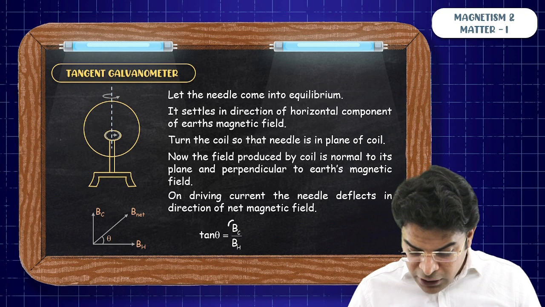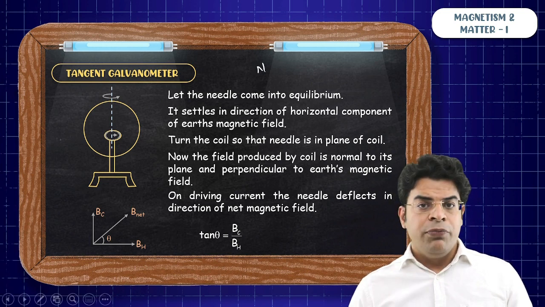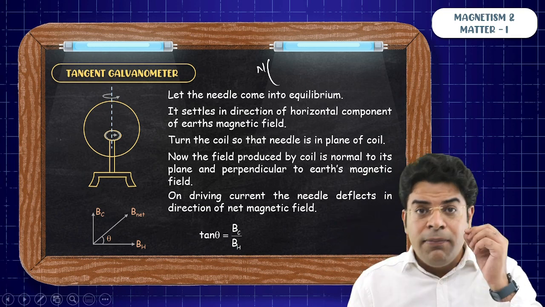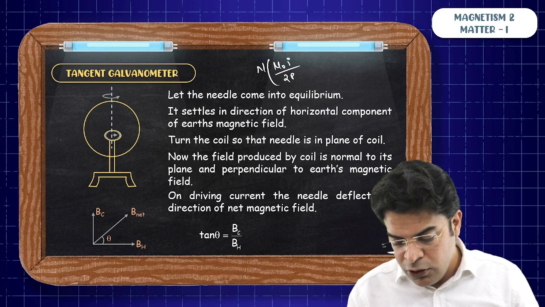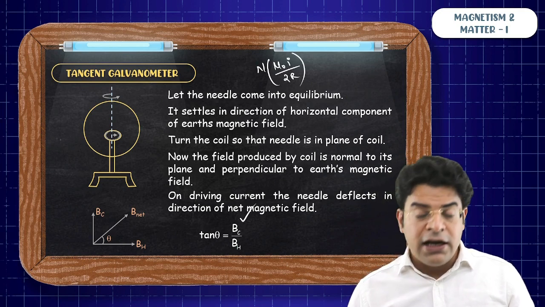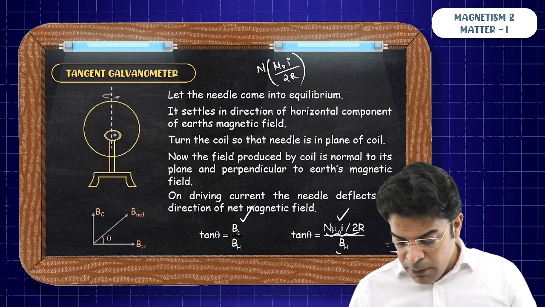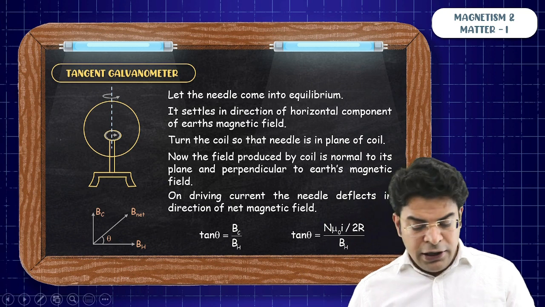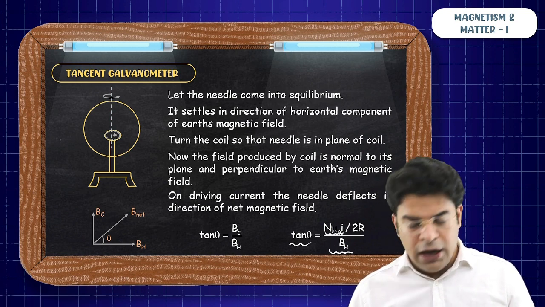You can rewrite the magnetic field produced by the coil as the number of turns in the coil times the magnetic field produced by one turn, and the magnetic field produced by one turn is nothing but mu naught I by 2r. So in place of the magnetic field produced by the coil, you can write n mu naught I by 2r upon Bh. Now you can bring this 2r to the denominator and you will get tan theta equals to mu naught n I upon 2r Bh.